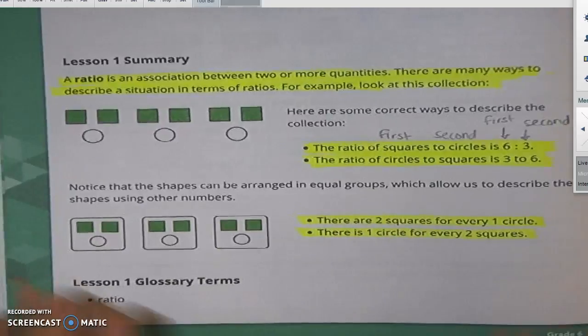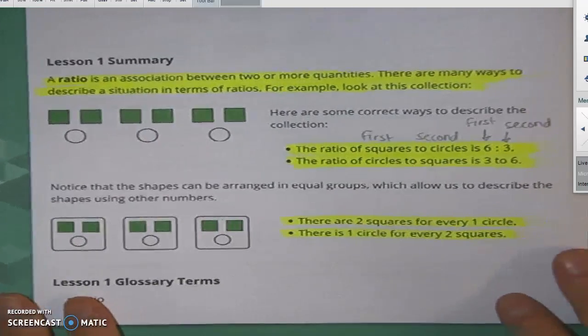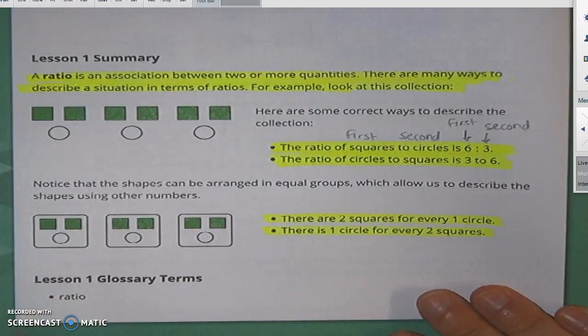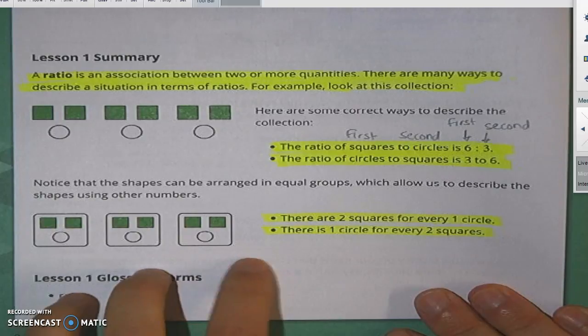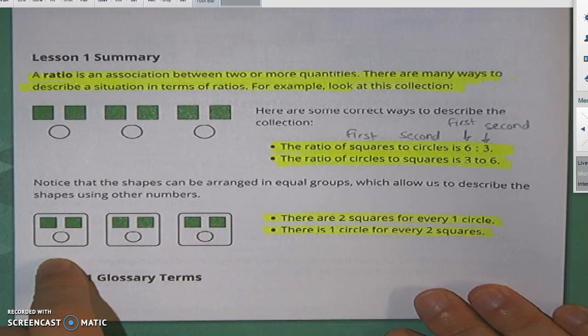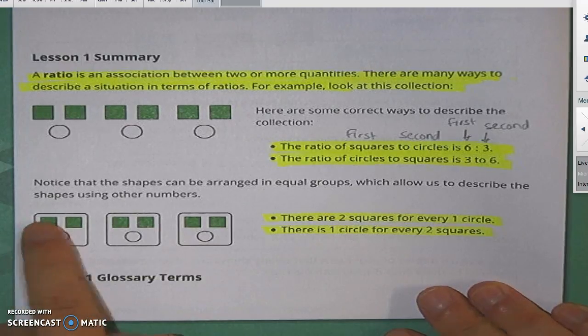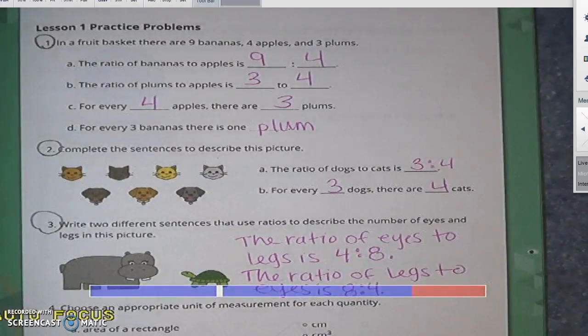And then notice that the shapes can be arranged into equal groups, which allows us to describe the shapes using other numbers. So we could also split them into equal groups where there are 2 squares for every 1 circle, or there is 1 circle for every 2 squares. Okay, so then the homework. You're going to need your red pen.